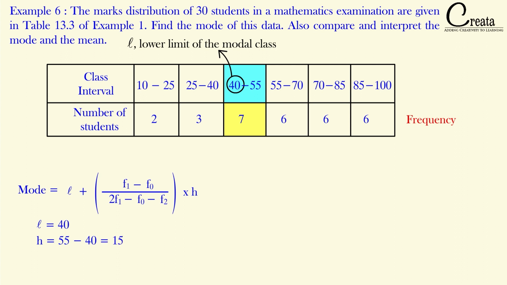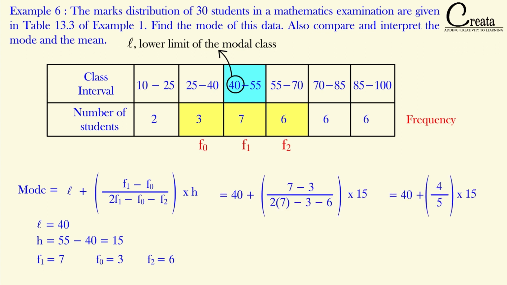Next, what are f1, f0 and f2? f1 is the maximum frequency or the frequency of the modal class, which is 7. And f0 is the frequency before this and f2 is the frequency after the modal class frequency. So we got f0 as 3 and f2 as 6. We got all the components. Let's use the formula. So let's put in the values. On solving, we got our mode as 52.